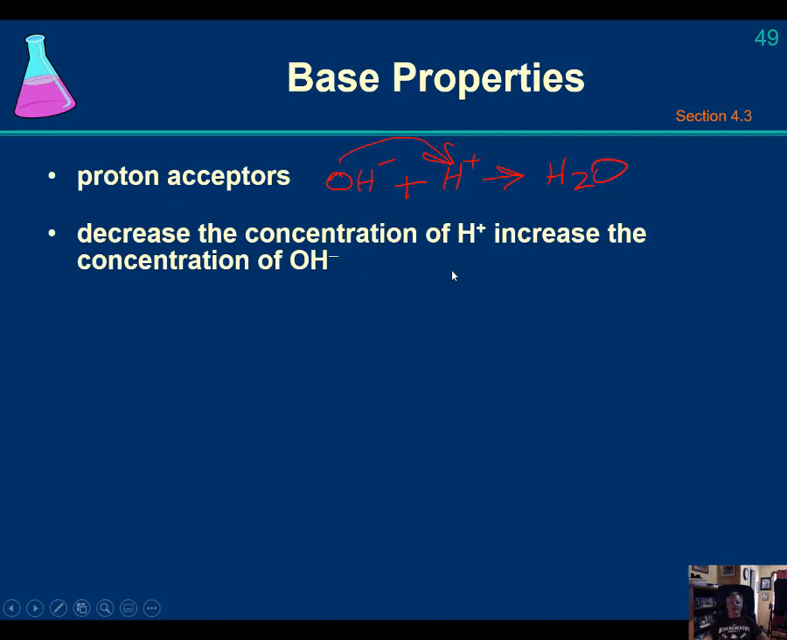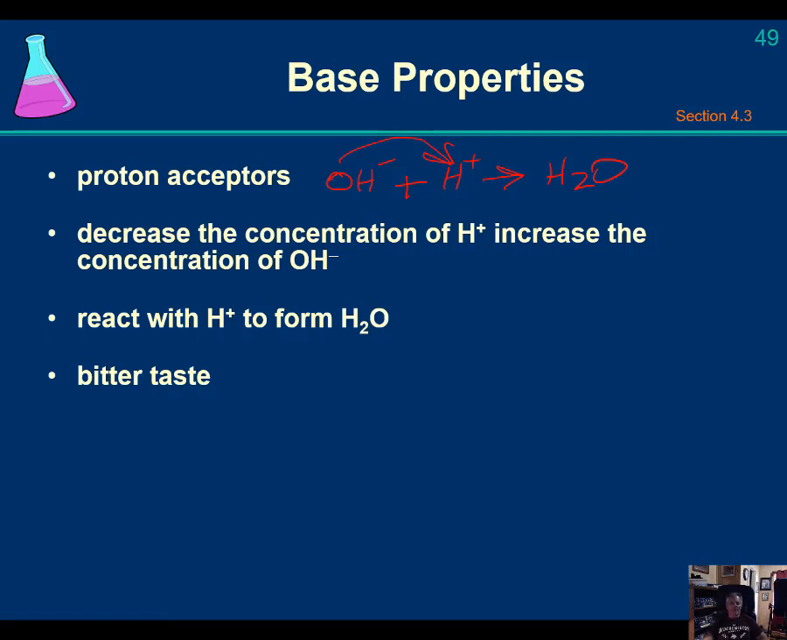Proton acceptors decrease the concentration of hydrogen ion by increasing the concentration of hydroxide ion and reacting with hydrogen ion to form water. They have a bitter taste. Now again, I would not recommend using taste as your detection method for bases. In times past, before things like litmus paper and easy detection methods, chemists did use taste as a test for acids or bases. Now, not so much.